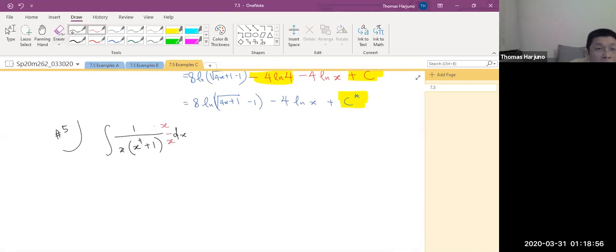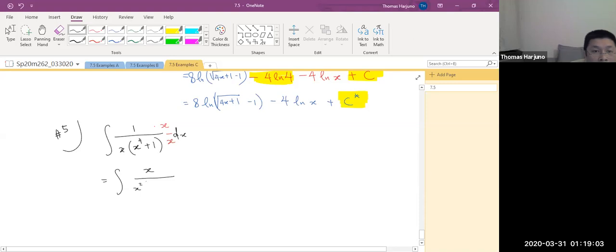Now then I get the integral of x over x squared times x to the 4th plus 1 dx. Then from here we use u-substitution. u equals x squared, so du is 2x dx.